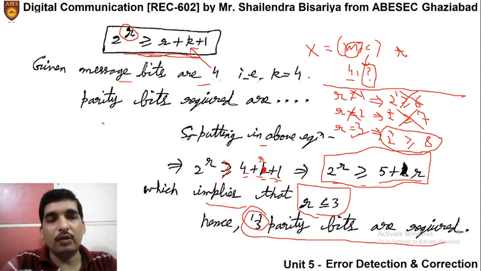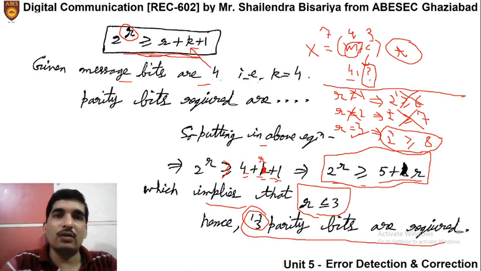So for the n comma k code, if the message length is 4 here, then we must have 3 parity bits. So the code word will have a total of 7 bits to correct t number of errors. This is simple mathematics. I hope this is clear. Now let us proceed further.